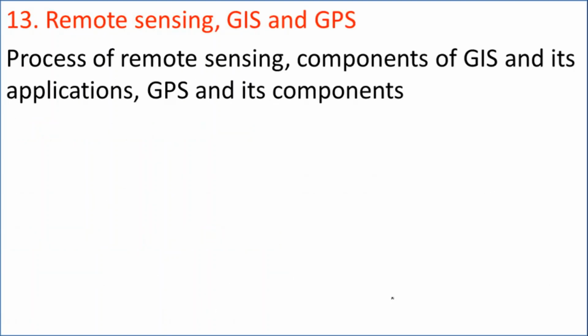Then in the last chapter, remote sensing, GIS and GPS, we will see the process of remote sensing, and we will see the components of GIS. Basically GIS is computer based software, so what things you require for that, we will see here. Then GPS and its components. GPS is a satellite based system. So what the different components are, we will see in this chapter.